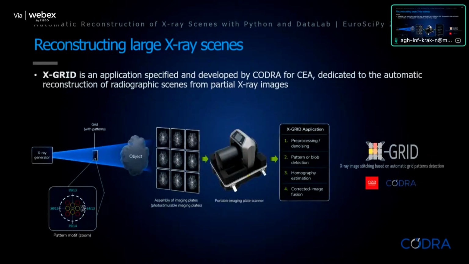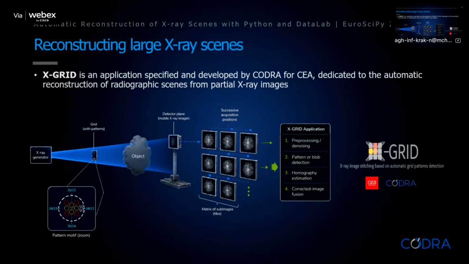So here is the typical experimental setup. You see that we use an X-ray generator. There is the object, so the unknown object, which is quite large. Here something that we will talk about in a few seconds. Here you have the detectors. So in this example, this is an assembly of imaging plates, but each individual imaging plate may be digitized using a portable imaging plate scanner. Then you obtain individual images and you have to reconstruct the full field image.